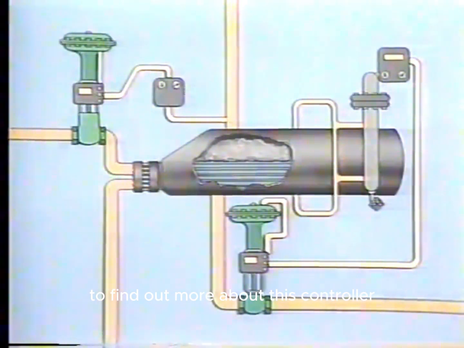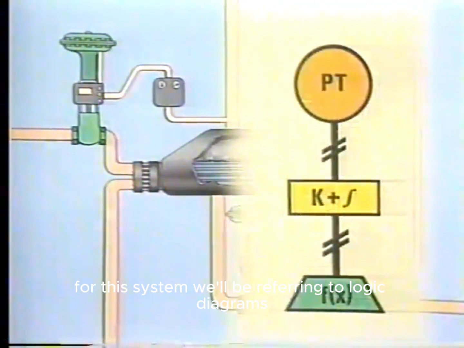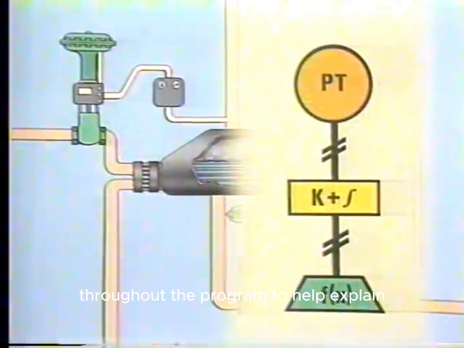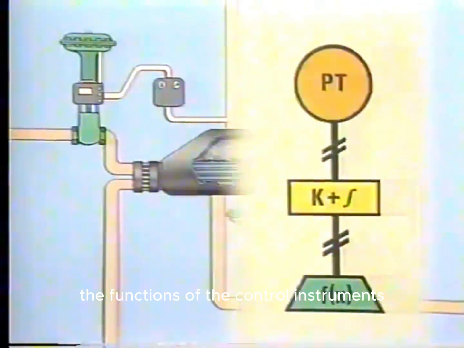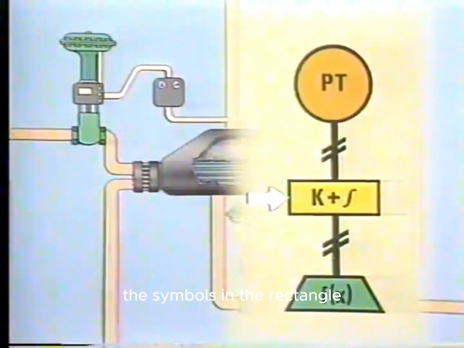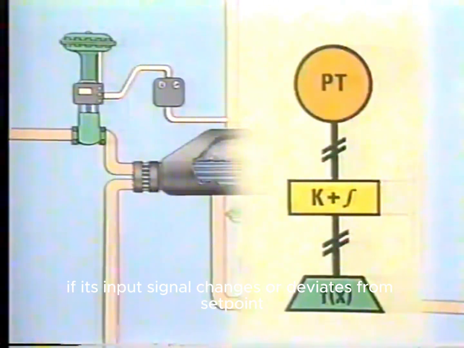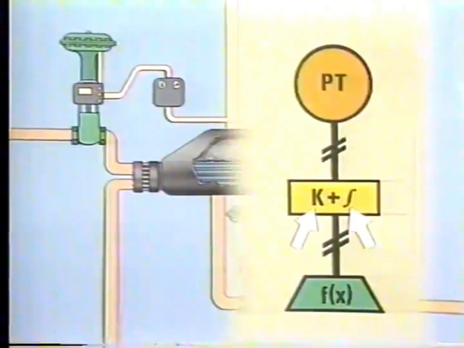To find out more about this controller, let's take a look at a simplified logic diagram for this system. We'll be referring to logic diagrams throughout the program to help explain the functions of the control instruments. These letters in the circle, PT, tell us that the measuring part of the instrument is a pressure transmitter. The symbols in the rectangle tell us the specific control action that this controller takes if its input signal changes or deviates from set point. These symbols tell us that the controlling part of the instrument is a proportional plus integral, or PI controller.